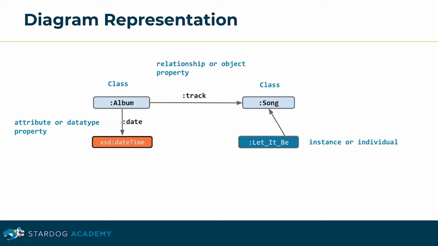Now, if we put in practice a diagram representation example from the music data domain, as we can see, album and song are defined as classes in this example, where album has a relationship or object type property track with the class song, and also album has an attribute or data type property called date, where the range is an XSD dateTime value. Also, we define an instance or individual example of the class song, which is Let It Be.